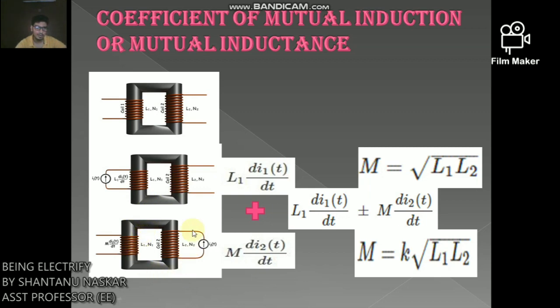Okay, now we will keep the first coil open and apply time varying current in coil 2. Go through this picture. Now the flux produced by coil 2 will link coil 1 through the magnetic core, and as a result, the EMF induced in the coil 1 will be M di2(t) by dt.